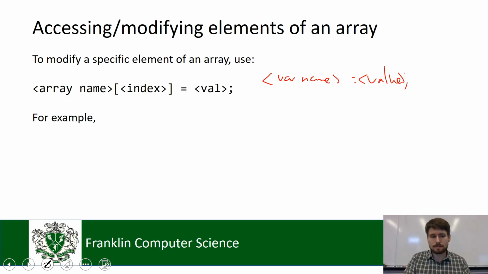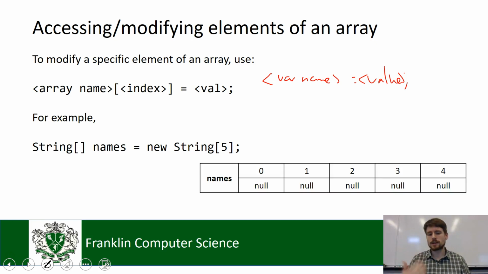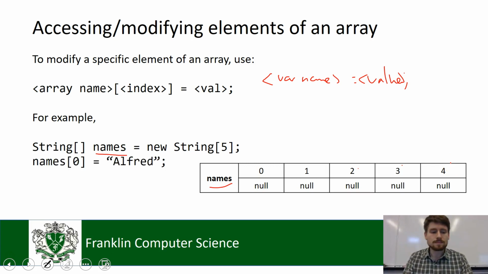So for example, say we built an array of strings with space for 5 strings. What does that look like? We have an array called names, and we've got 5 items in it, indices 0, 1, 2, 3, 4. That's 5 items, and they're all initialized to null. That's what happens first for arrays of objects or arrays of strings.